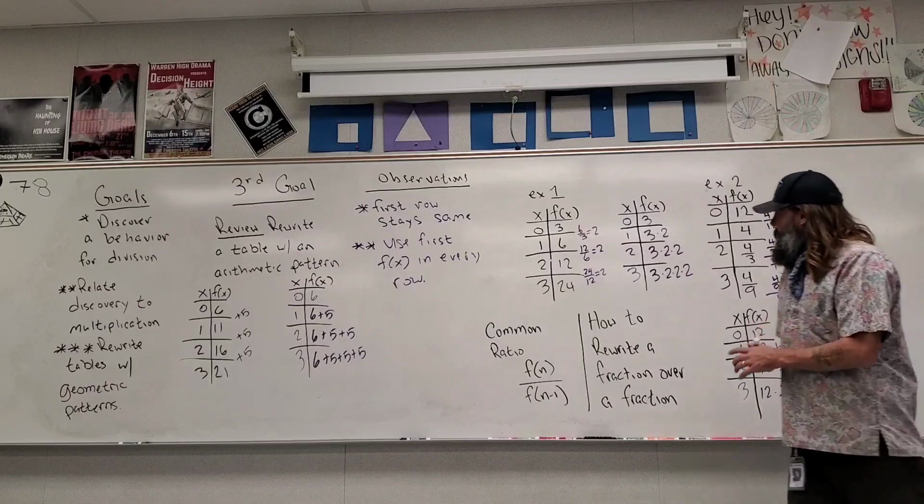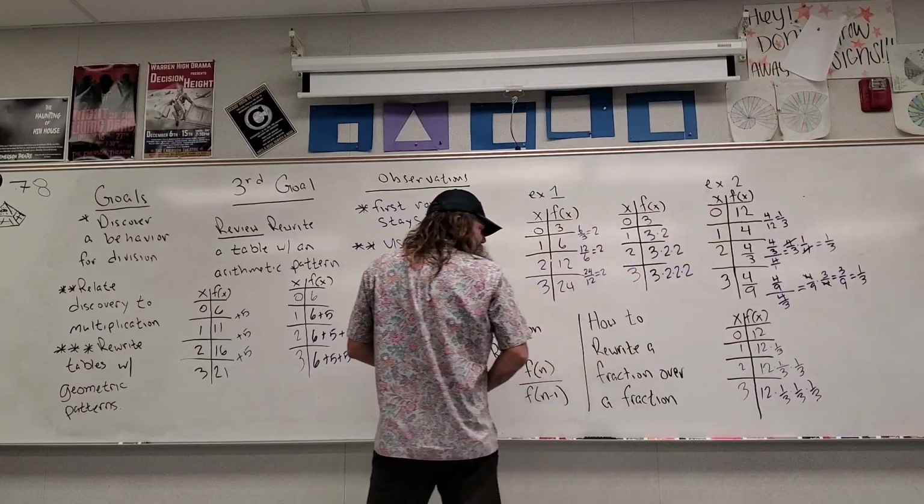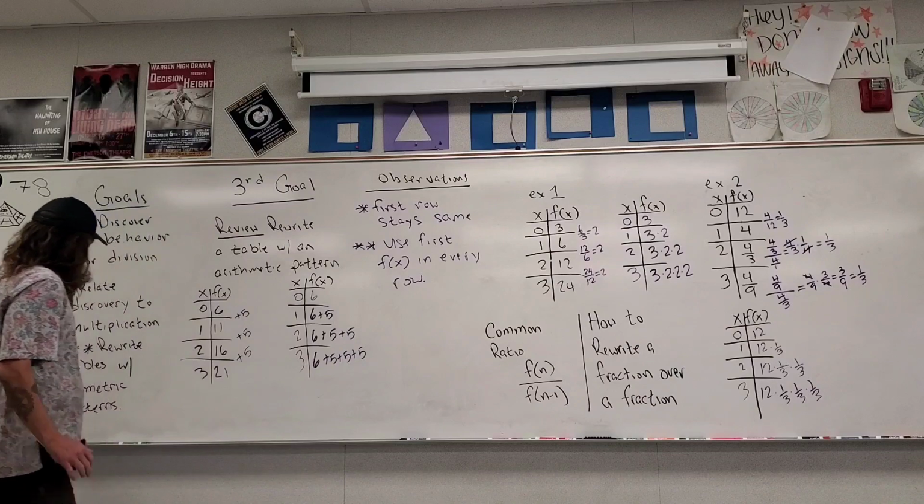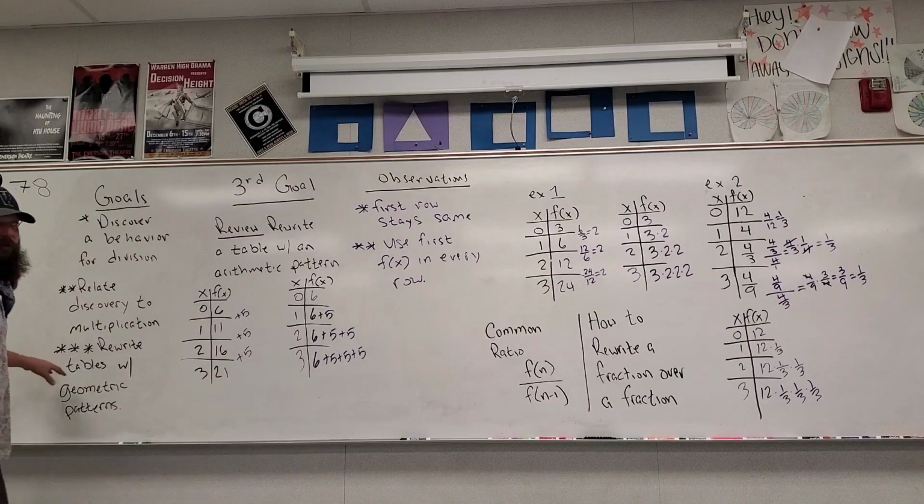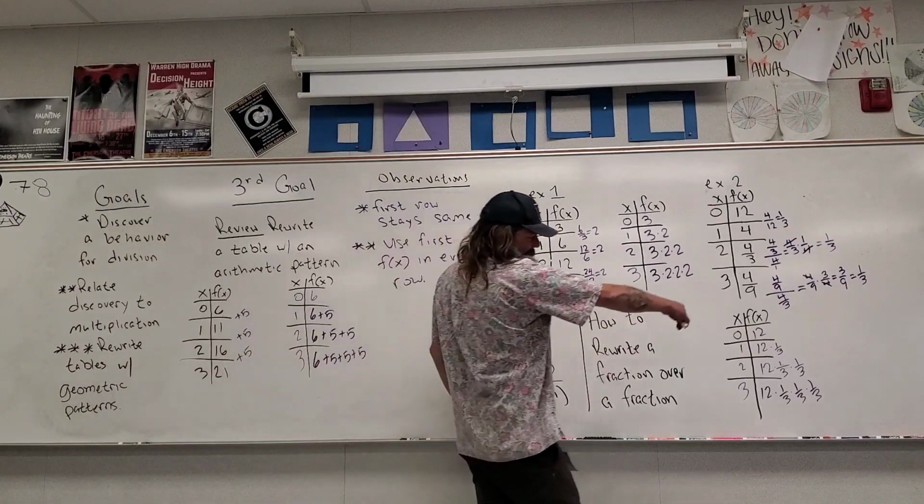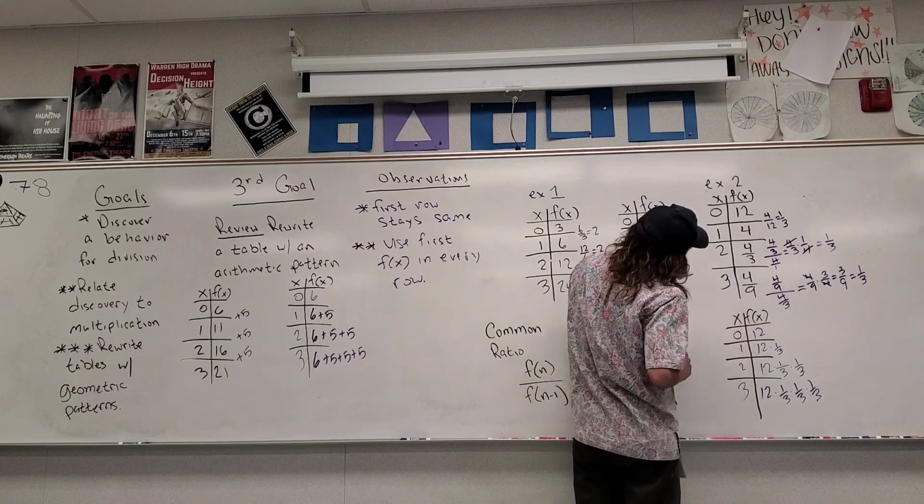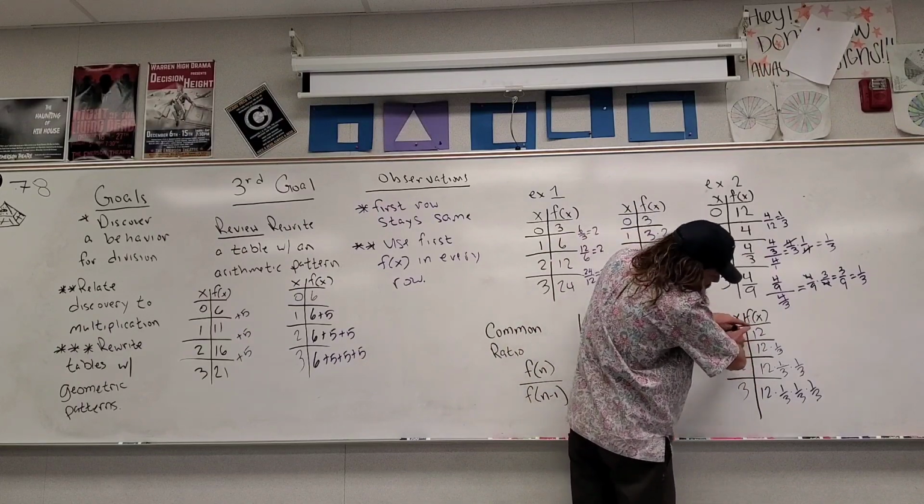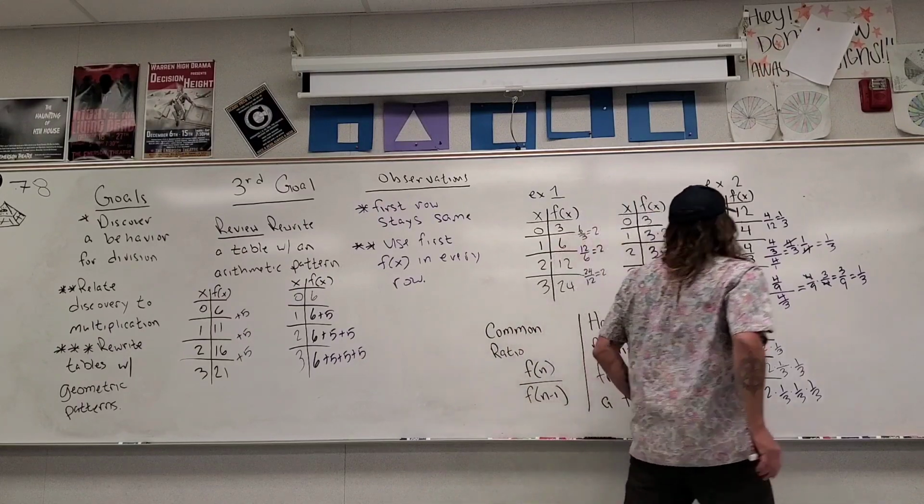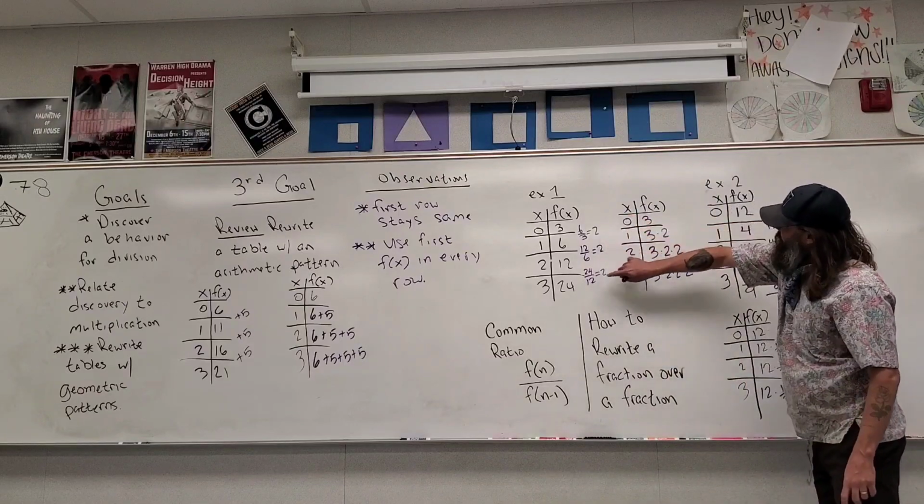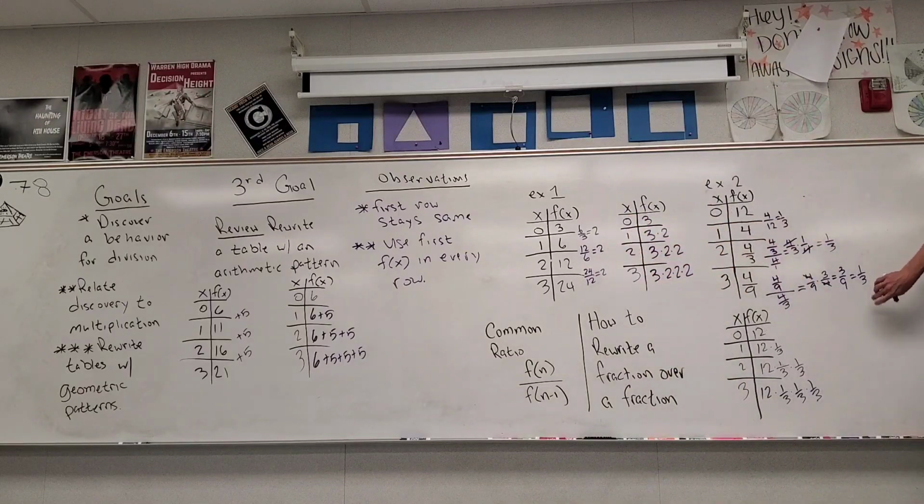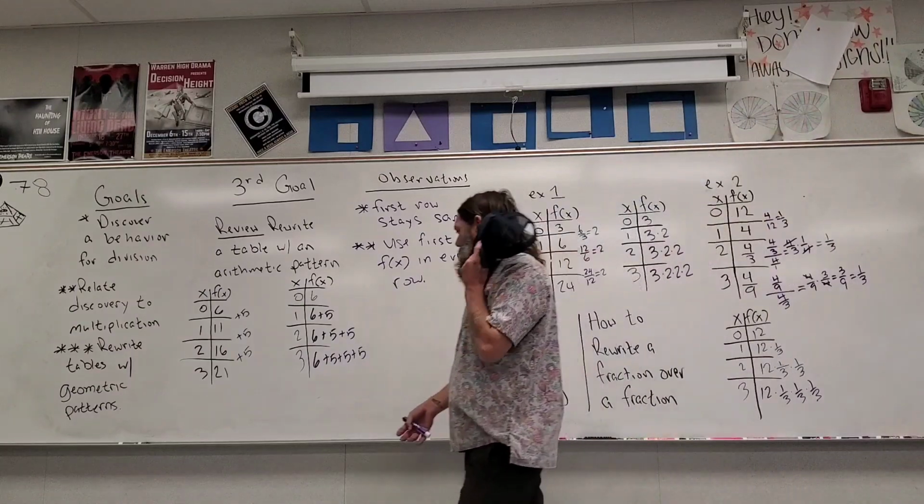So this is what your homework's going to be about, is rewriting the table with a geometric pattern, which means you have to use the first y value in every row. You have to make sure that you have a common ratio. And you just tell me how many times you have to multiply by that common ratio to get to that row value. So I'm going to go ahead and end the lesson here.